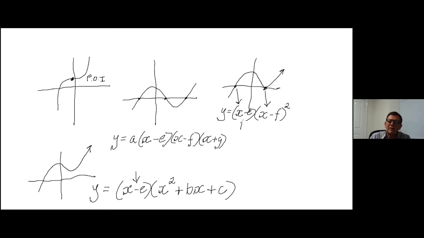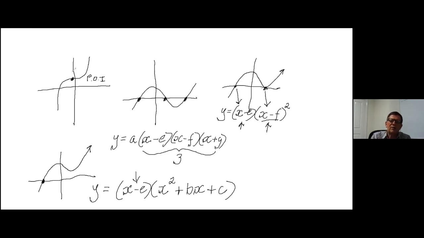This one has 3 factors, but 2 of them are repeated in the form of a square, and then this one had 3 factors. So this is very important. You can have 1 intercept there, you can have 2 intercepts up here, or we can have 3 intercepts there. So very important to know the difference between those graphs.